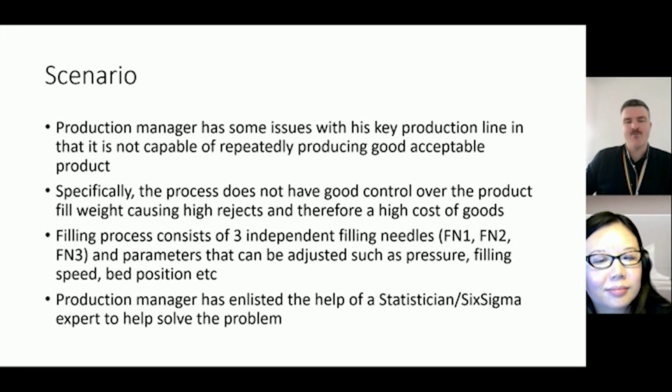I'm a member of the Royal Statistical Society Quality Improvement section, and today with Eugenie we're going to go through a scenario where we use quality tools, Six Sigma and Lean to improve the quality of a process. I'll hand over to you, Eugenie, just to give yourself a quick introduction.